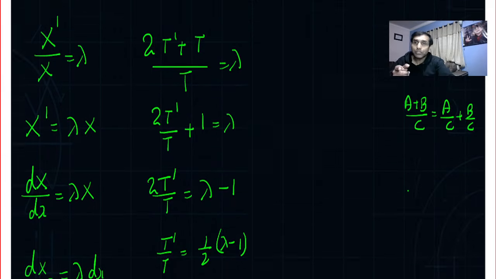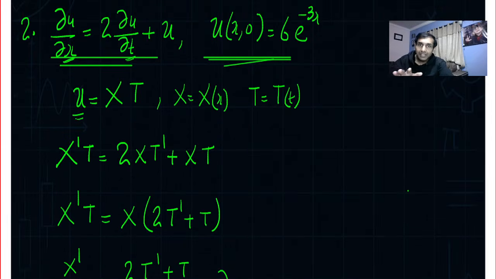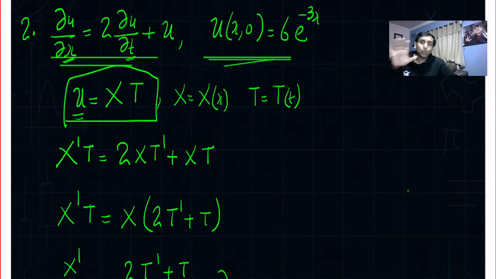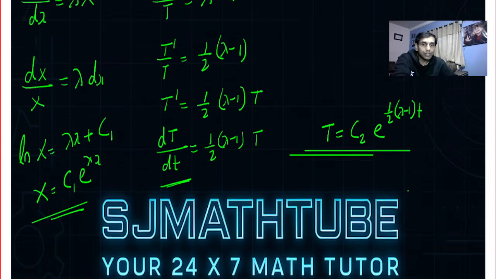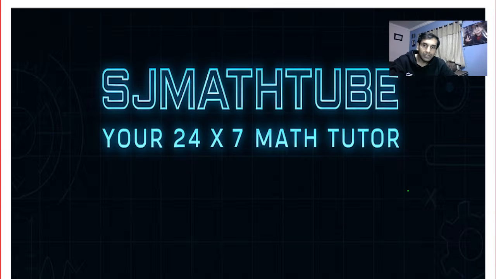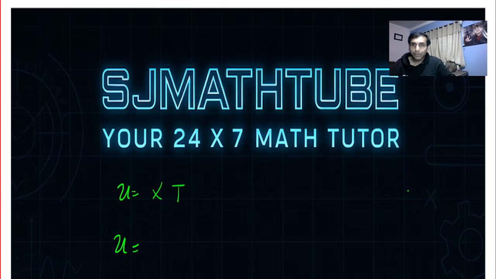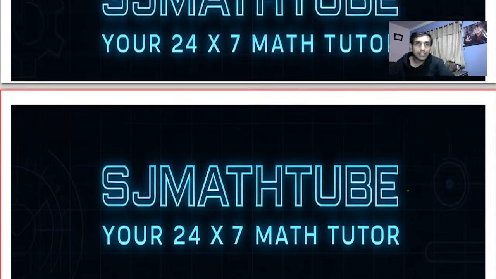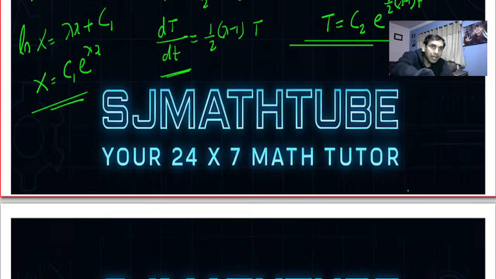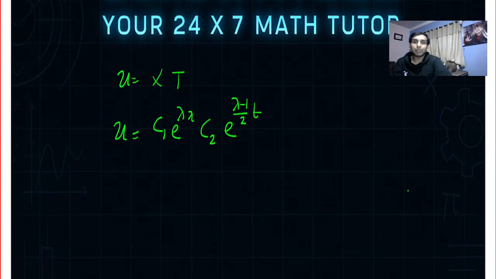Now wait a minute, you cannot stop here. Don't be too happy. This is a problem with boundary condition. Anyway, first of all, let's be very happy about one thing. We got the solution. So you can write the solution. The solution is u is equal to x into t. That is u is equal to, the value of x is c1 e power lambda x, and t is c2 e to the power (lambda minus 1) divided by 2 into t. Can you see that 1 by 2 into (lambda minus 1) is (lambda minus 1) by 2?